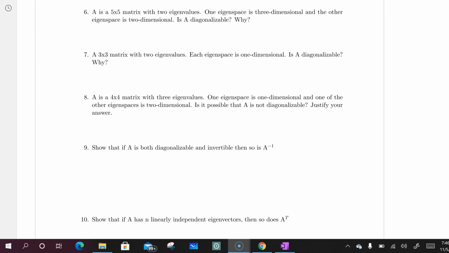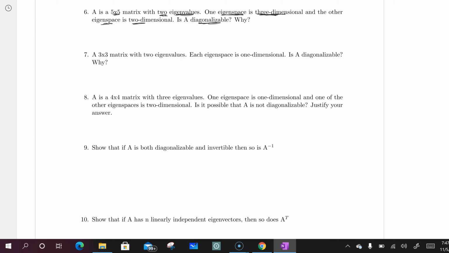Okay, so here I have a 5 by 5 matrix that has 2 eigenvalues. Remember, I need to be able to find 5 eigenvectors. One of the eigenspaces, so for one of these eigenvalues, is 3-dimensional, so I get 3 eigenvectors, okay? The other eigenspace is 2-dimensional. So I need to know, can I make up my PDP inverse, that's what diagonalizable means, with this information?